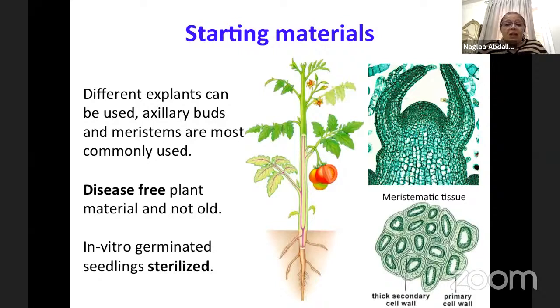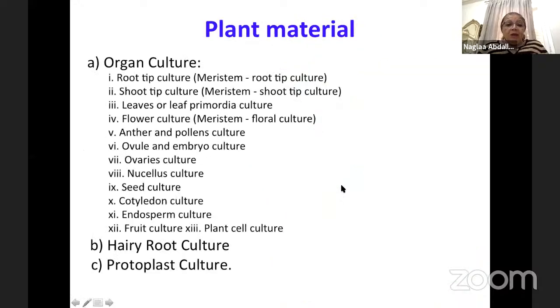The second important thing is we should have disease-free plants. So first of all, you have to have a good sterilized explant to start with. Sterilization is very important for starting the tissue culture. So what's the plant material? We can use organ culture, any part of the plant: root tips, shoot tips, leaves, flower, any type of organ, or we can use hairy root or protoplast culture.